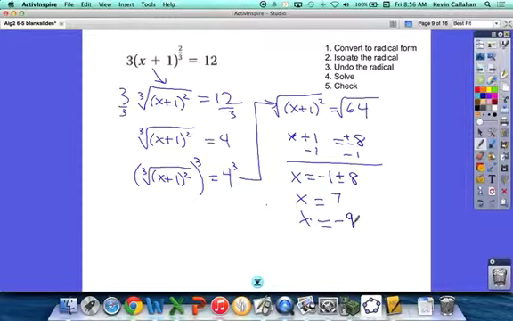Right, that's where you've got to remember that kind of detail: when you take square roots, you've got to put the plus or minus in there. Okay. Good.